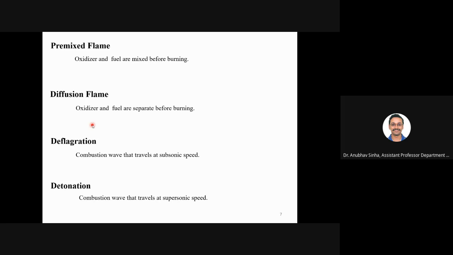Another important term is deflagration. If you remember, in the first slide when we defined flame, we said that it is subsonic. If it is subsonic, it is called deflagration. If the flame speed is supersonic, basically when we talk about explosion or blast, it becomes supersonic. I can show you some examples if we have time at the end of the class. For that case, it is called detonation. It involves very large pressure changes also.